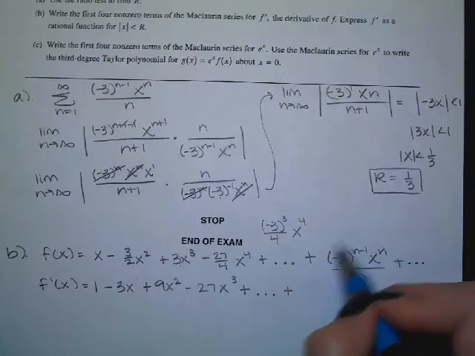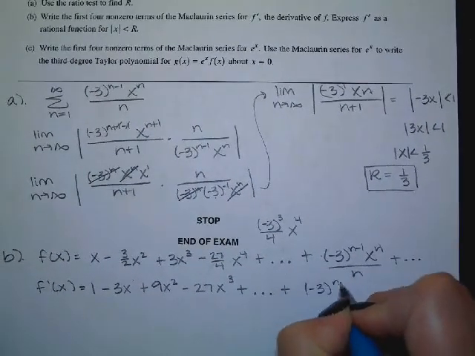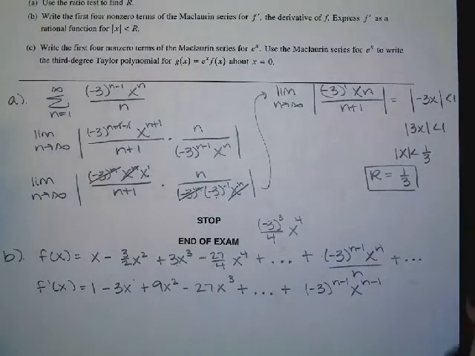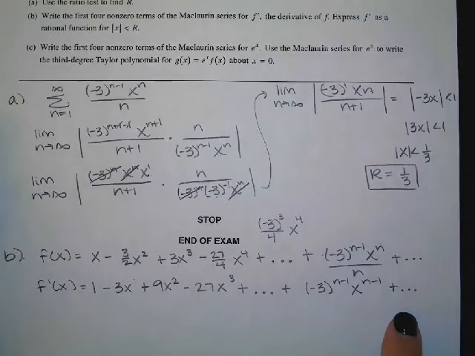When I multiply the n to the front, it's going to cancel with the n on the bottom. So we're just going to get negative 3 to the n minus 1, x to the n minus 1. Okay, so there's our derivative right there.